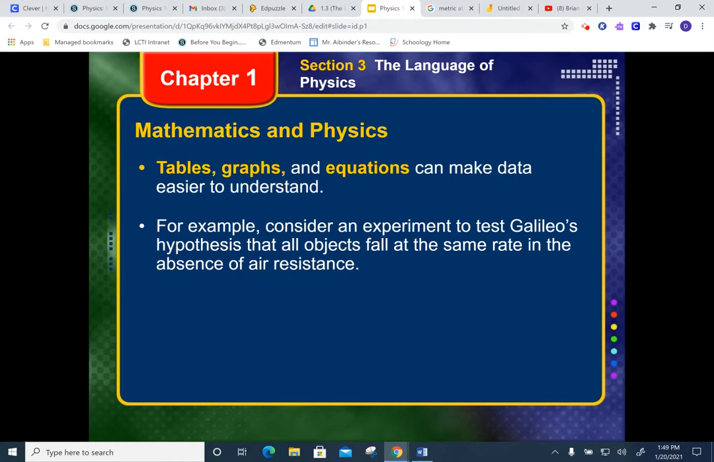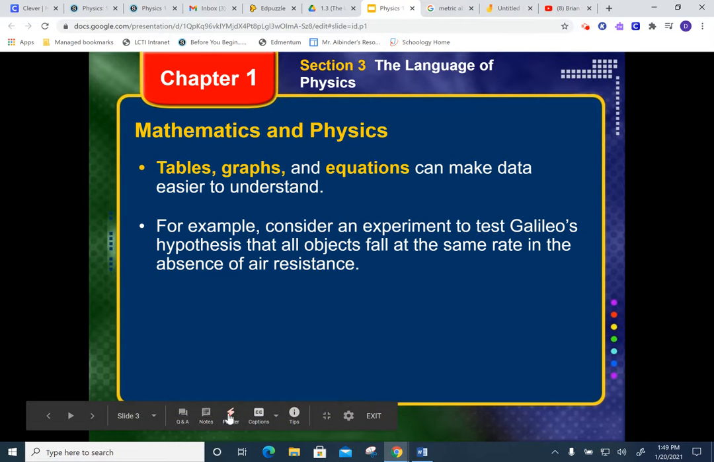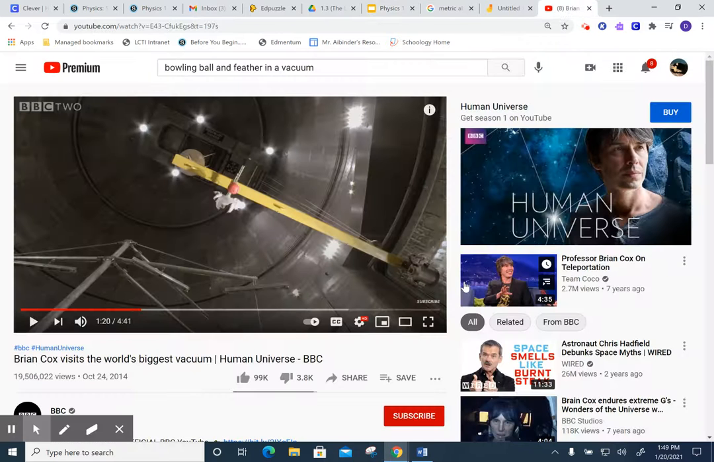Consider an experiment to test Galileo's hypothesis that all objects fall at the same rate in the absence of air resistance. Well, we already knew what happened with air resistance. Here.